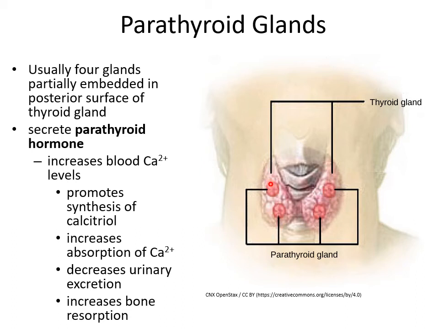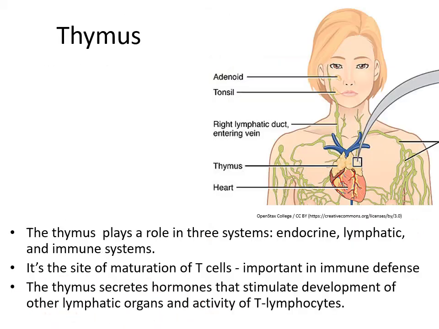Parathyroid glands. Parathyroid glands are these four little dots right here sitting on top of the thyroid. Once again, if you harken back to your Bio 11 skeletal unit, the parathyroid hormone increases blood calcium levels. So when your blood calcium levels drop because you aren't eating any cheese or broccoli at the moment, it will synthesize calcitriol, which increases absorption of calcium and decreases secretion in the urine of calcium, and increases the breakdown of bone to maintain your blood calcium levels.